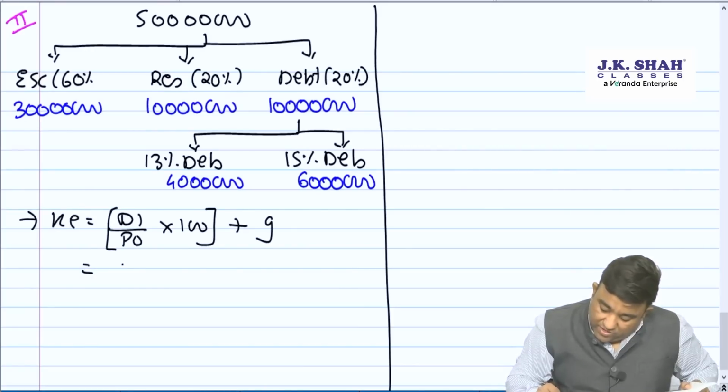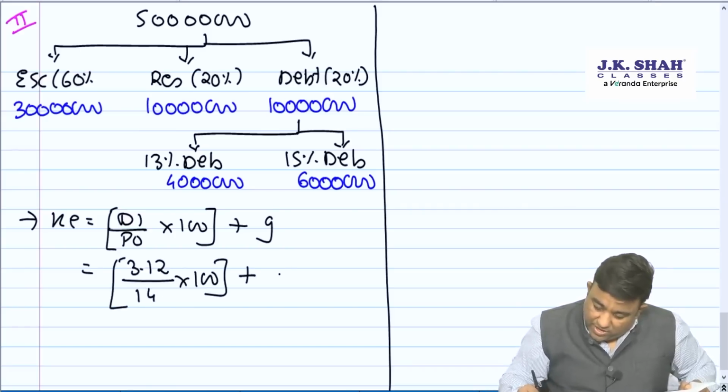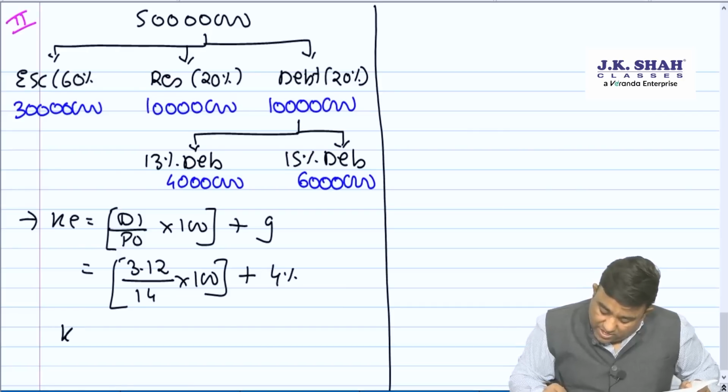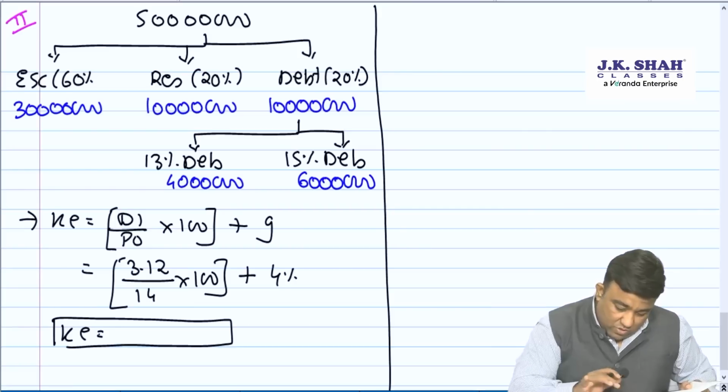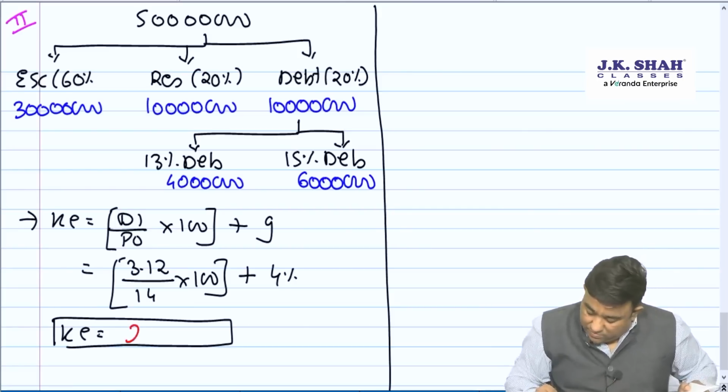So this D1 is given 3.12, it has to be the same one, upon 14. What has changed is the issue price only, plus the market price is, plus the growth rate is 4%. So can I compute KE? 3.12 divided by 14 into 100 plus 4. That is 26.28%.